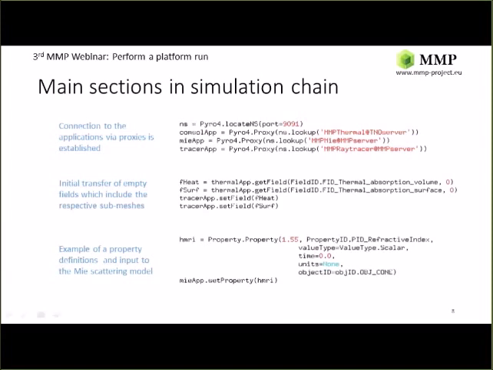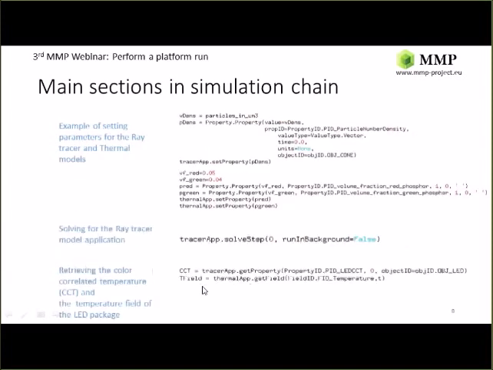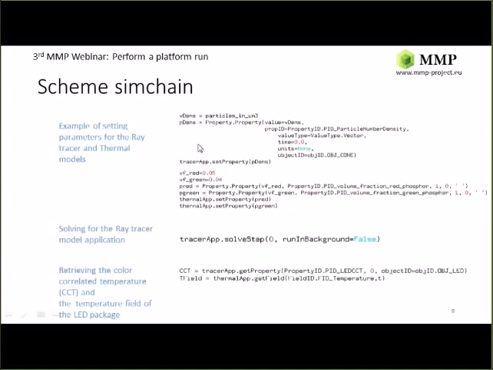For example, here we can see the host material refractive index that is set to the MuPIF. Then, for example, the particle number densities and volume fractions to the ray tracer here. And after the properties are set, then we can solve the applications. So each application is solved by using the solve step method. And after solve step, the results can be obtained by reading the properties or fields from the applications. So for example, here we have the CCD and the thermal field.